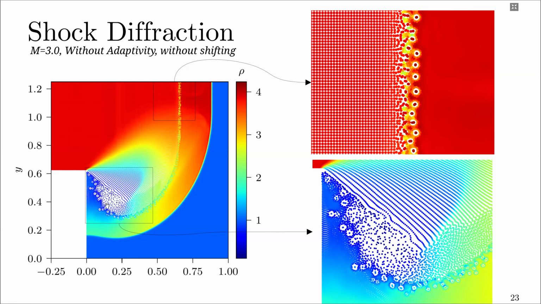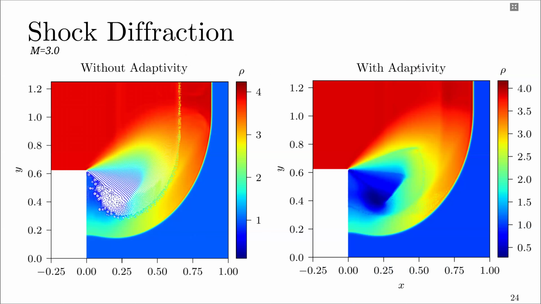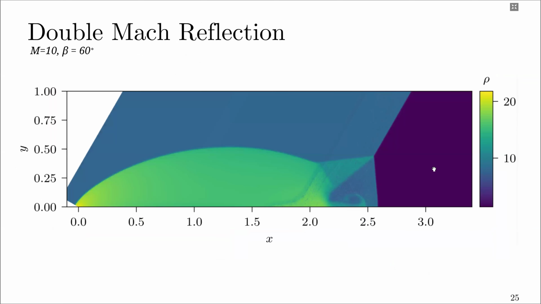In this region, there is actually very low density and so a low number of particles, and hence it's poorly resolved. Also, there are these spot-like structures which form at the contact interface. So for this, when we introduce adaptivity, this problem is solved. We have some high frequency noise here, but it's mostly solved. Similarly, the double Mach reflection problem, which I showed you earlier, is also mostly solved.